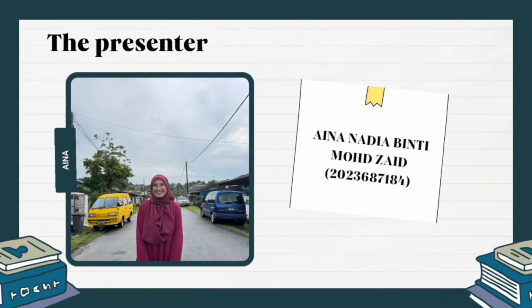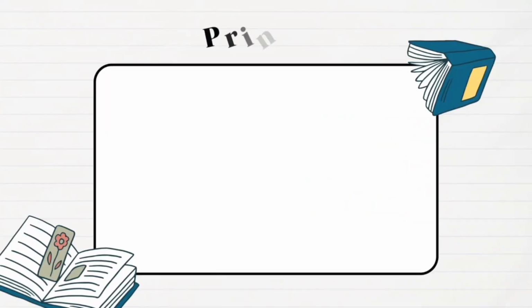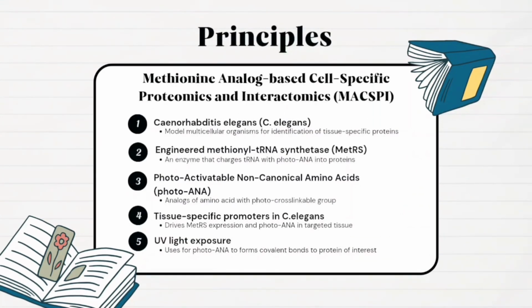Hello, my name is Aina. I will continue my part, which is about the principles and applications of this topic. I will start with the principles of the method that has been used, methionine analog-based cell-specific proteomics and interactomics, which can be shortened to MACSPI. There are several principles of this topic. The most important principle used for this method is C. elegans, a model multicellular organism for identification of tissue-specific proteins, which can be used to express tagged proteins.